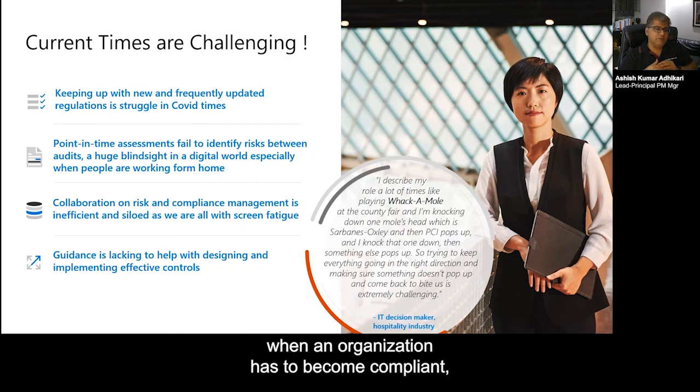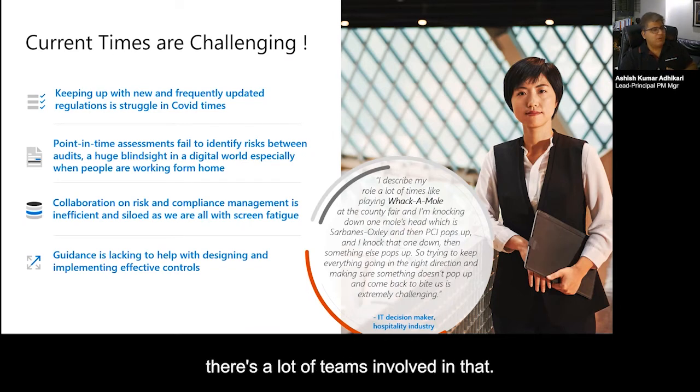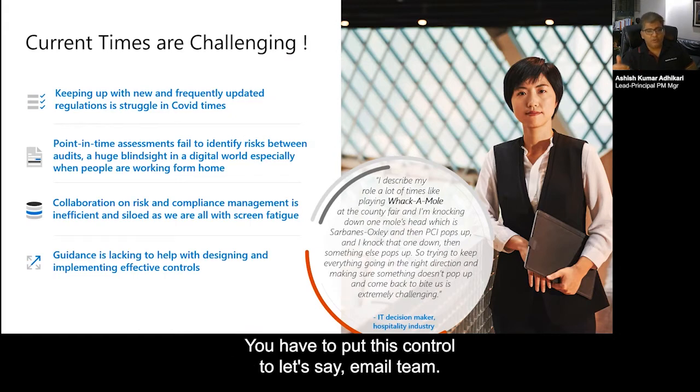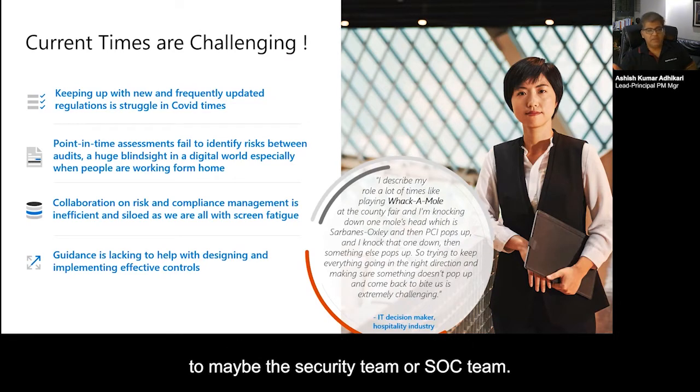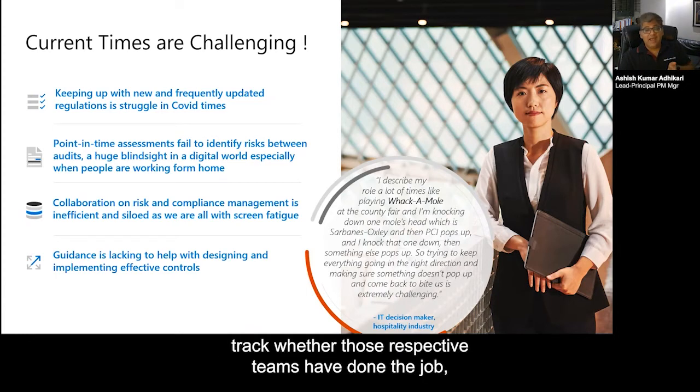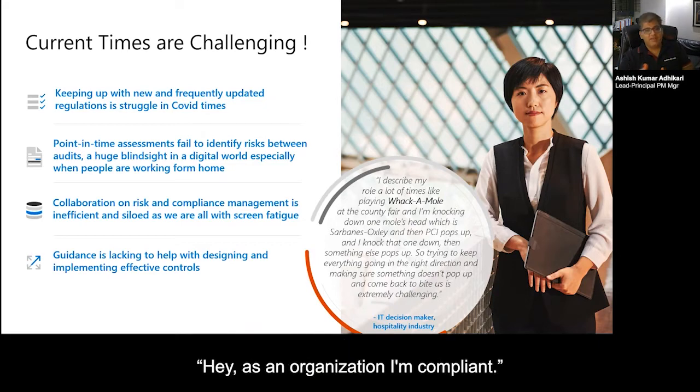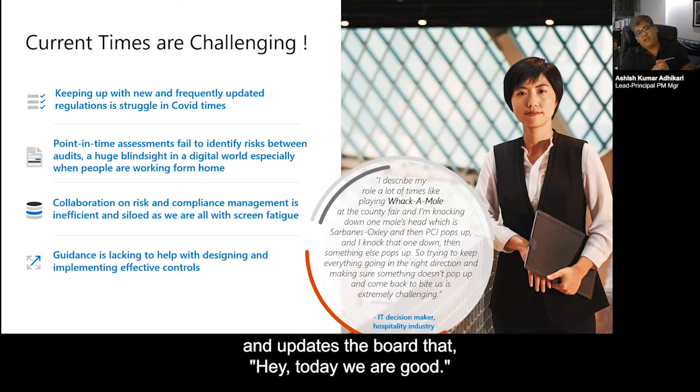Also, what we have seen is when an organization has to become compliant, there are a lot of teams involved. There's a lot of fatigue involved in communicating with teams. You have to give this job to the identity team. You have to put this control to, let's say, the email team. These controls are pending with respect to a regulation with maybe the security team or SOC team. Now, the risk and compliance team has a lot of burden on their shoulders to communicate with all the teams, track whether those respective teams have done the job, and then go back and update that, as an organization, I'm compliant. And then the chief risk officer goes back and updates the board that, today we are good.